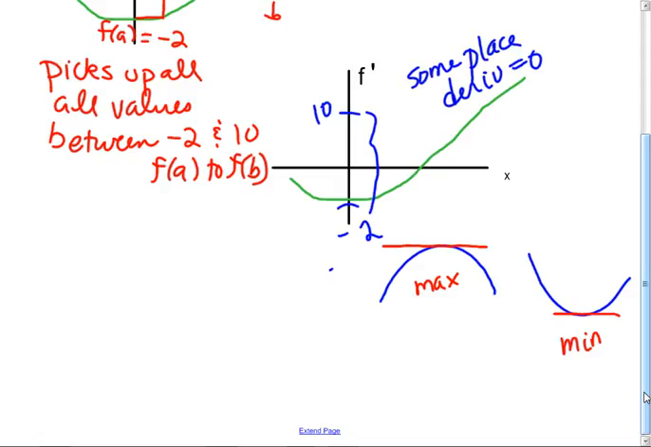Now, it's not guaranteeing that you have a max or min. It guarantees a horizontal tangent. Because what if I do this function? What's true here? The derivative is 0. That's a horizontal tangent, but it's not a max or min. But these are places we're going to look for. So that's the reason why this is important. We'll hit on it again.